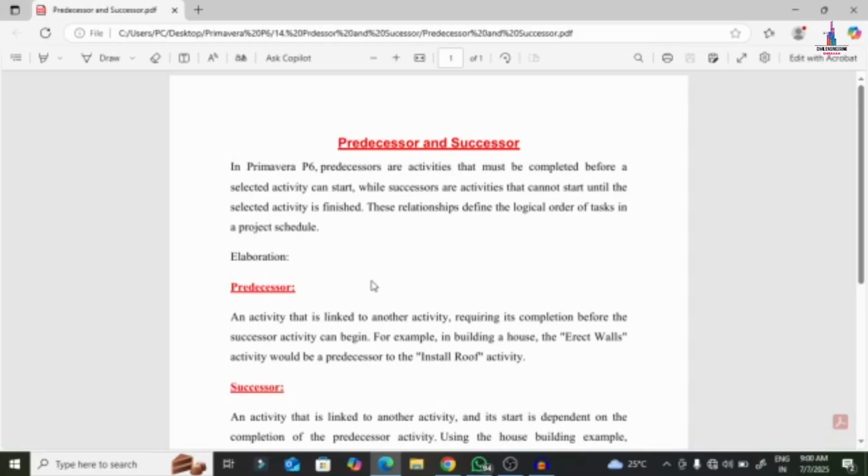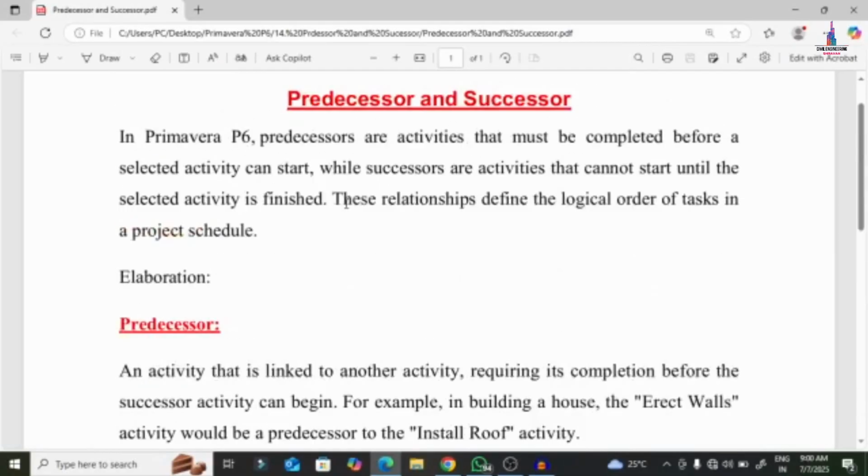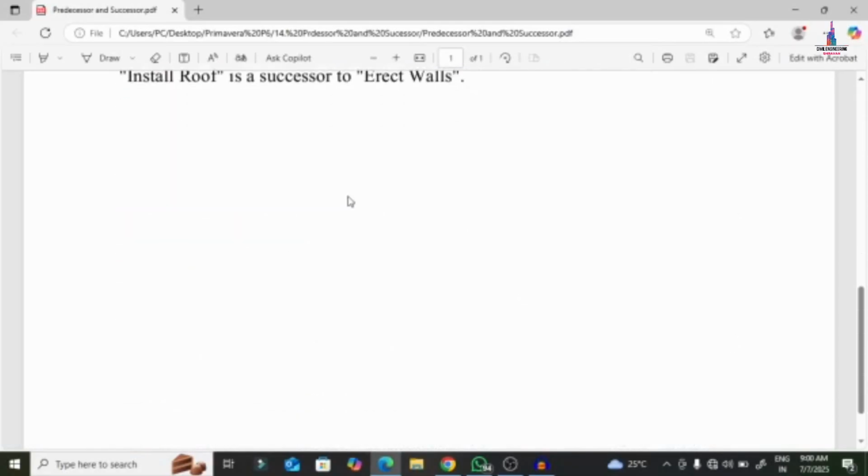In this class, I will explain what you mean by predecessor and what you mean by successor, and how it is used in Primavera P6 software. Initially I will explain the basic concepts related to predecessor as well as successor. Then you will be able to understand the complete concepts.